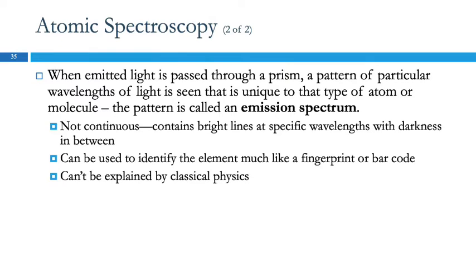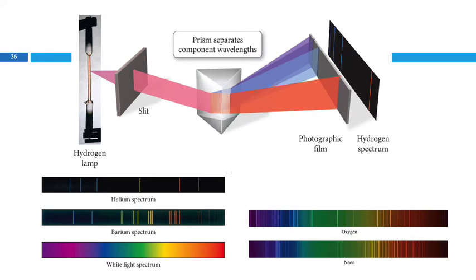And so it will have bright lines at particular wavelengths, and those will be the same for that element no matter when or where or how you do it. And so it can be used like a fingerprint or a barcode to identify a particular element. And this phenomenon cannot be explained by classical physics.